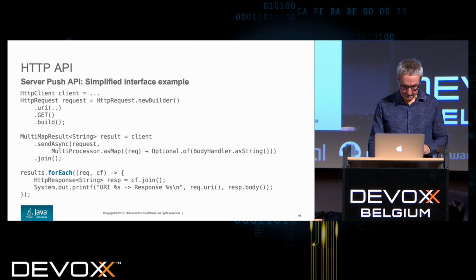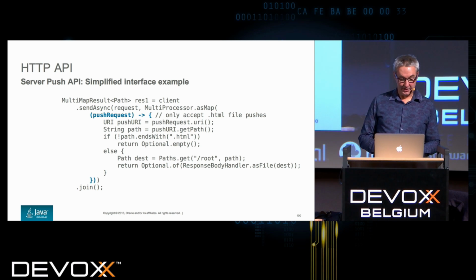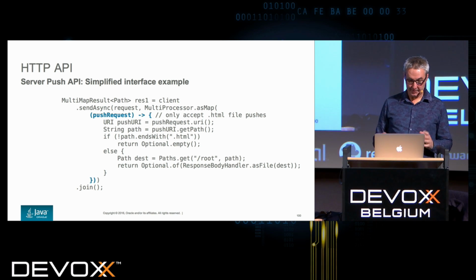Okay, now a slightly more complicated example is shown here. In this case, instead of a one-line lambda, we have maybe 8 lines of code where we do actually examine the push promises. So in this case, we've decided we're only going to accept push promises that are .html files. Just an arbitrary choice, for example.